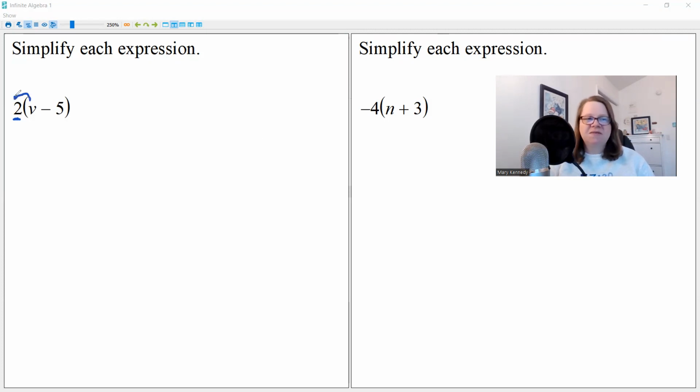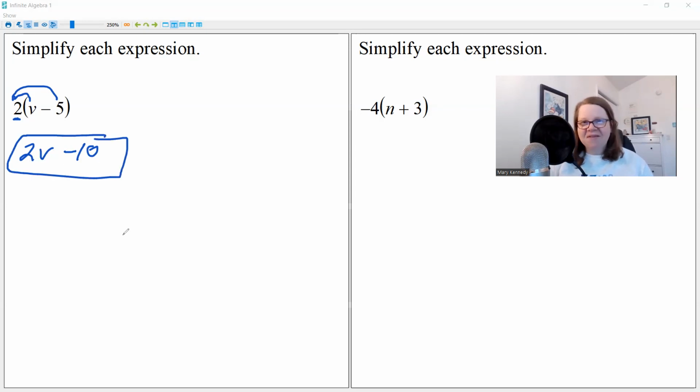So 2 times v is just 2v, right? 2 times -5 is -10. Now, can you combine those two terms together? No, this is like 2 Volvos minus $10, 2 cars minus $10. That doesn't make any sense. There's no way to combine that. It's not like these are both v terms or both number terms. So that's the answer. That is the simplified version.